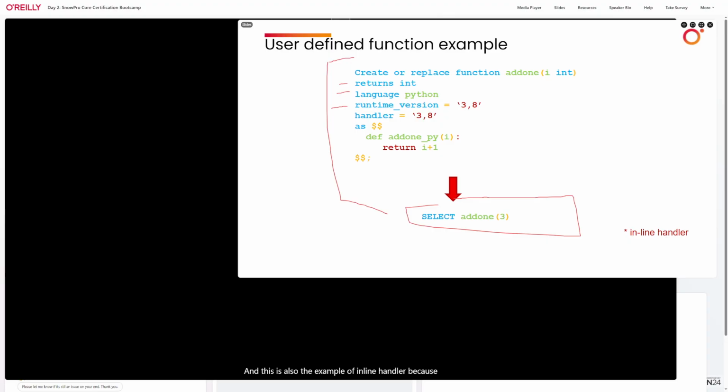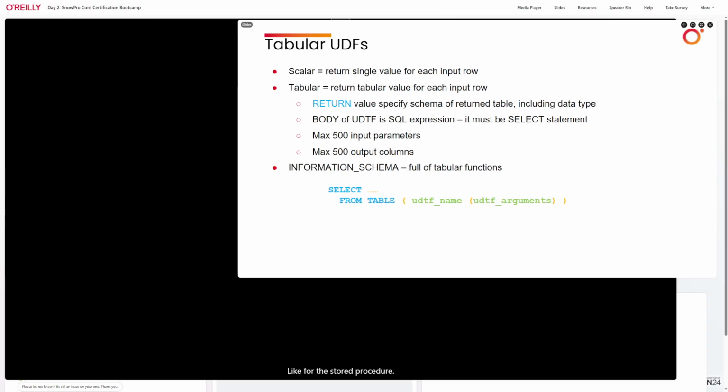And this is also the example of an inline handler, because it's the same for the UDFs. Like for the stored procedure, you can also use a staged handler for UDFs. We have two types of UDF. It's the scalar function, which returns a single value for each input row, or we have also the tabular function, which returns a row set or a table, if you want, for each input row. For the tabular one, the return value specifies the schema of the return table. So you need to specify all the columns together with the data types which will be returned from that UDF.